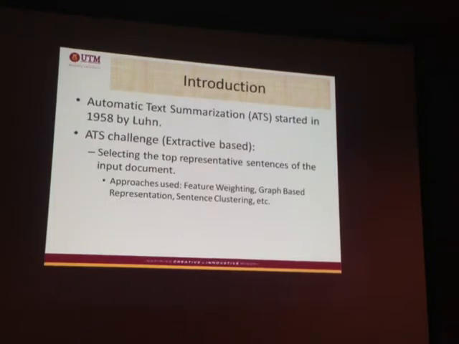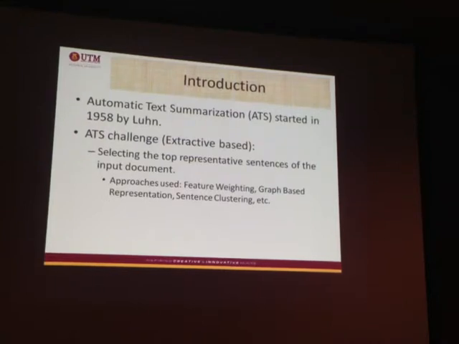Basically, automatic text summarization started in 1958, and the challenge in text summarization is to select the top representative sentences from the document, and then those sentences are used to represent the topic of the document. There are many approaches used to select the best and the most important sentences from the document.